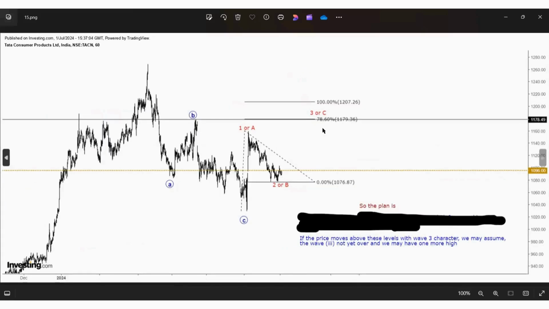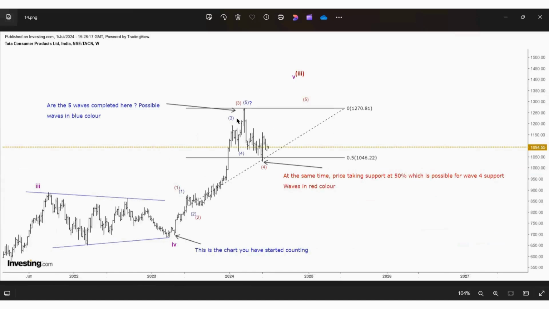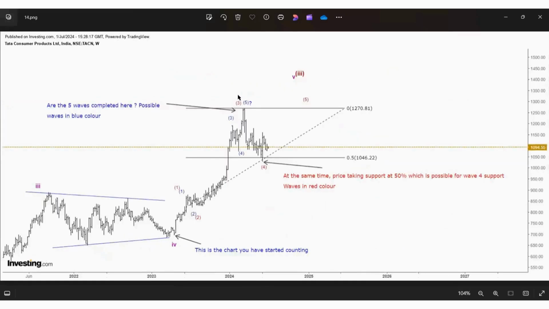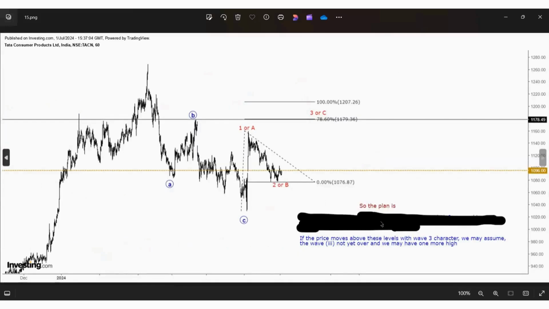So I'm going to an even lower time frame, the hourly chart. So this is hourly, right from this correction. So the thought is completion of the correction here. The plan is not shown here, I'm sorry for that. And see, if the price moves above these levels with the wave 3 character, we may assume wave 3 is not yet over and we may see one more high, because there is a confusion whether the fifth wave is completed or one more high is pending. So for that we need to see how the price is moving. This is my idea, and the plan is also explained for even more clarity.